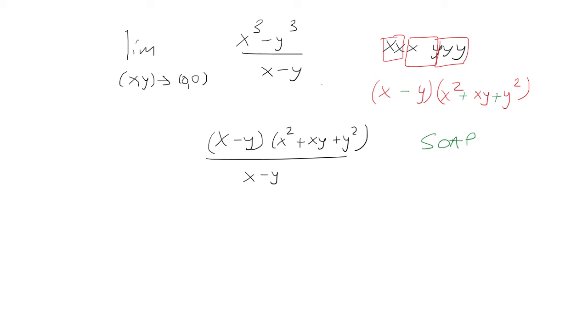And now we're just going to add a limit in front of it. The x minus y is going to cancel. And when I plug in x and y equals 0, I get my limit is also 0.